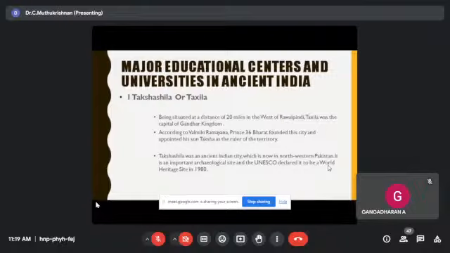And what is the Kanthar kingdom? We must study properly what is meant by the Kanthar kingdom. Taxila was the capital of the Kanthar kingdom in India. Once it was in India, now it is in Pakistan only. And according to the Valmiki Ramayana, it is also mentioned that Prince Bharat founded this city and appointed his son Taksha as the ruler of the territory. So what is meant by Taksha? The son of Bharat was appointed the ruler of the territory.